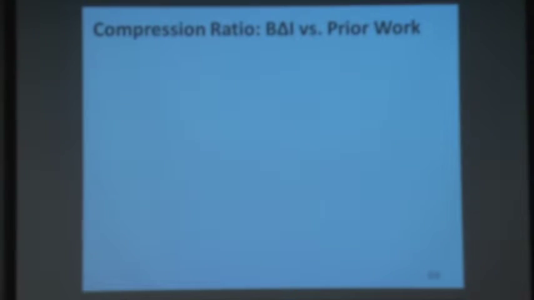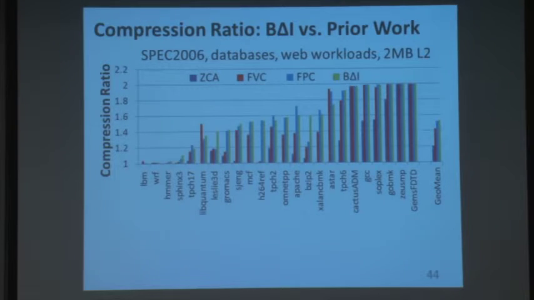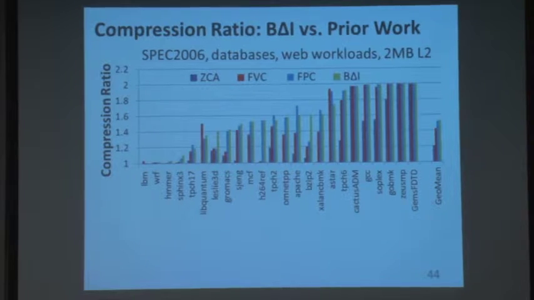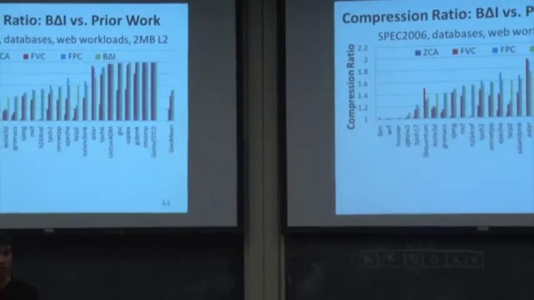So the first question is how much you get in terms of compression ratio. That's the information here for different applications. Again, 2 MB L2 cache. The number of tags there is twice as many. So that means that your compression ratio cannot be more than 2, because you cannot address more than 2 cache lines. No matter how well you can compress things, you will never get compression higher than 2.